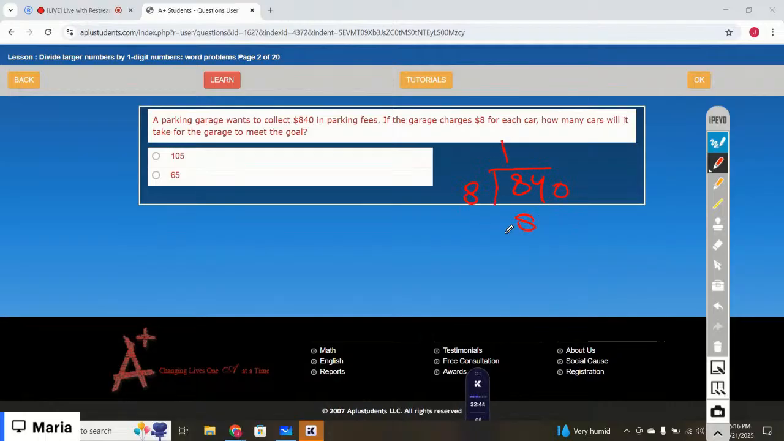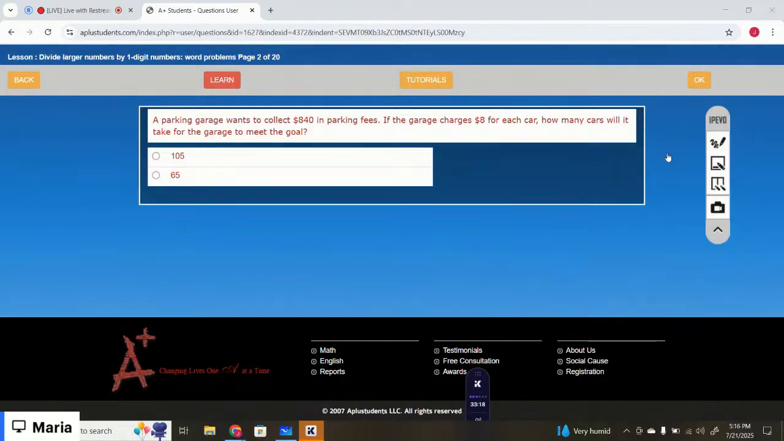8 times 1 is 8. 8 take away 8 is 0. Bring the 4 down. We cannot divide 4 by 8, right? Because 4 is a smaller number and 8 is greater. So we need to put a 0 over here and bring a 0 down. So 8 times 5 is 40. That means to meet the goal, they need to park 105 cars. The correct option is option number 1, that is 105.